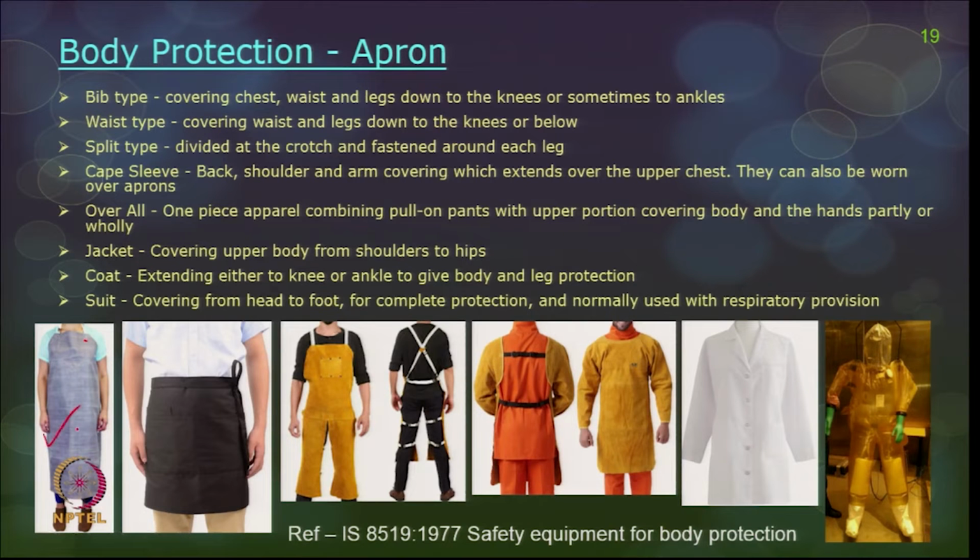So, bib type, this is a picture of the bib type. It covers the chest, waist, legs and so on till the knee, sometimes even till ankles. It can be full length bib type also. The other one is waist type, which is like this. It covers waist and the legs down till the knee, sometimes even below that also.